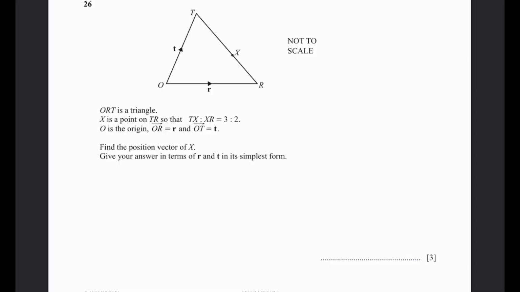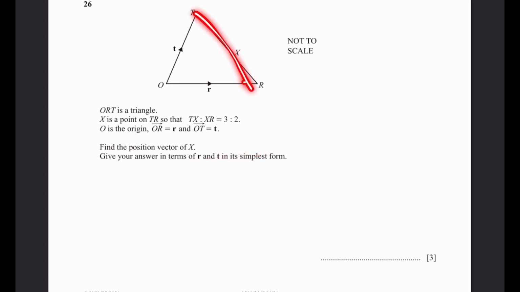Question 26. ORT is a triangle. X is a point on TR so that TX is to XR equals 3 is to 2. O is the origin. OR is equal to vector R. OT in that direction is equal to vector T. Find the position vector of X. Give your answer in terms of R and T in simplest form.